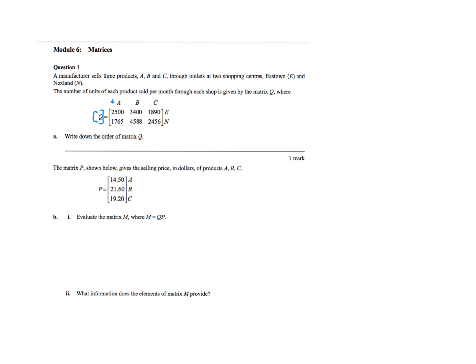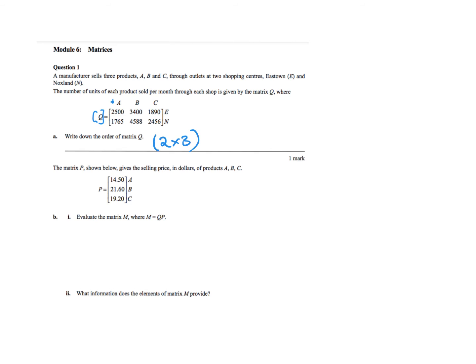Now, the first question is to write down the order of Q. So we can do that. So how many rows does Q have? 2. And how many columns? 3. So it's 2 by 3. So there we go. Easy question to start off with.